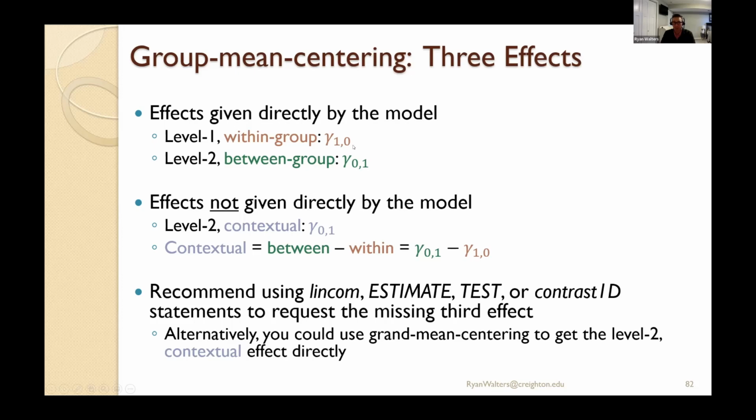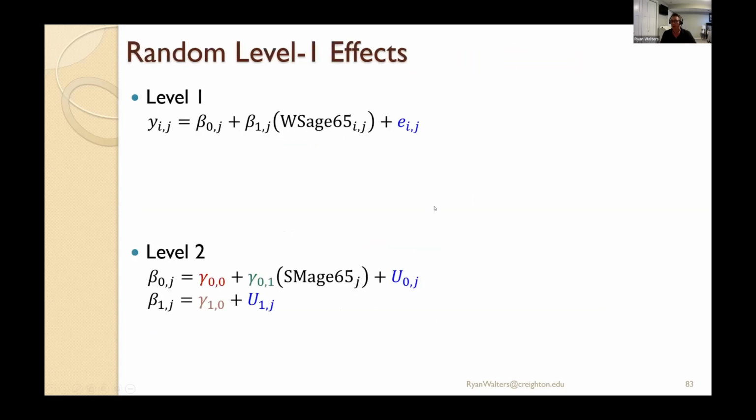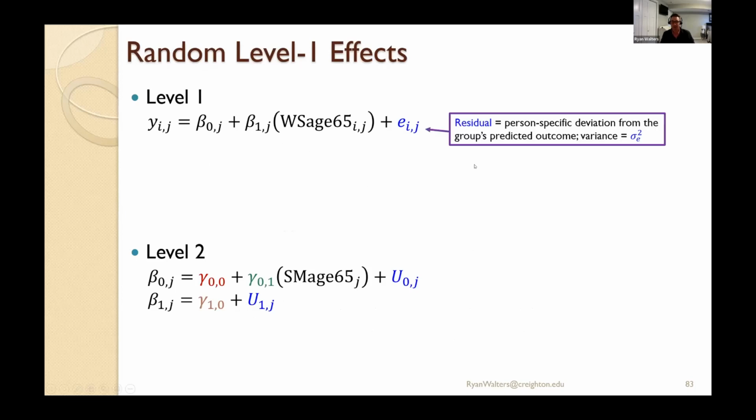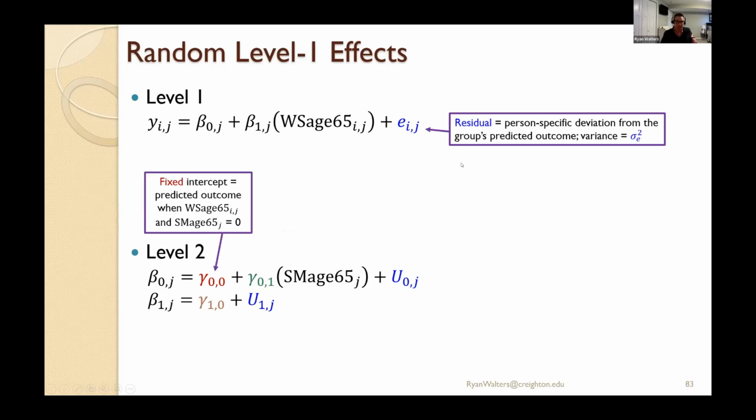Similarly, once we get the fixed effect for level 1 age, the next question becomes, does that fixed effect apply equally to every single person in the sample? Or are there between state differences in the size of that effect? So just like we had done previously, we can include a random slope for our within state age variable. Our residual is still the person-specific deviation from the group's predicted outcome.